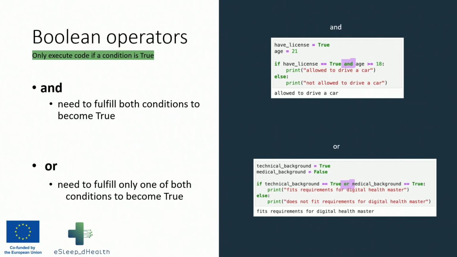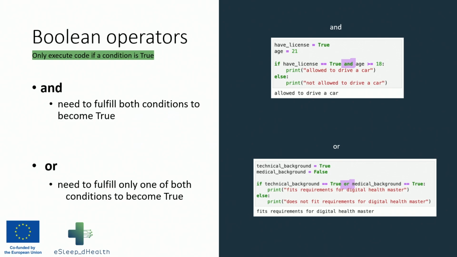Let's check an OR operator. So we again have two conditions. This time we have a different example. One variable tells us if a person has technical background, and another variable tells us if a person has medical background. And then our if clause says if a person has technical background or has medical background, then fits requirements of the digital health master.